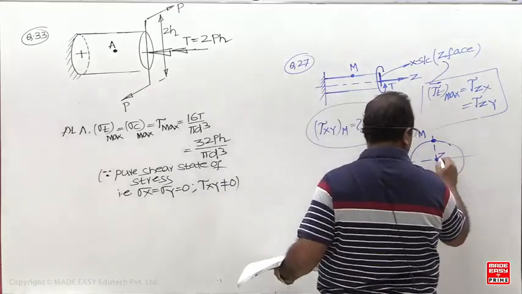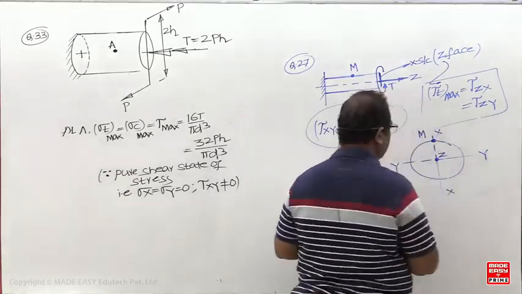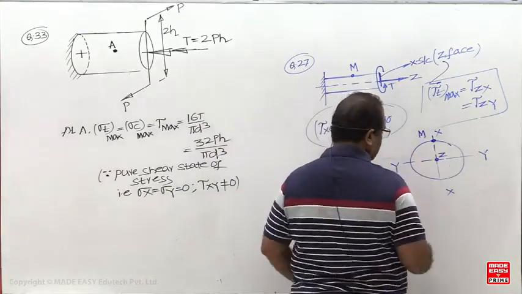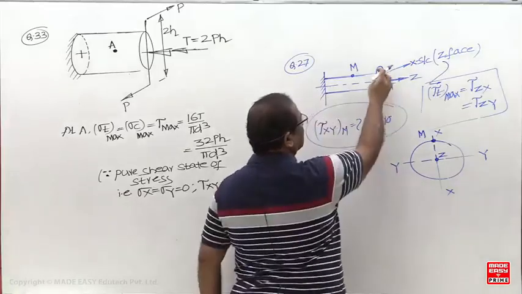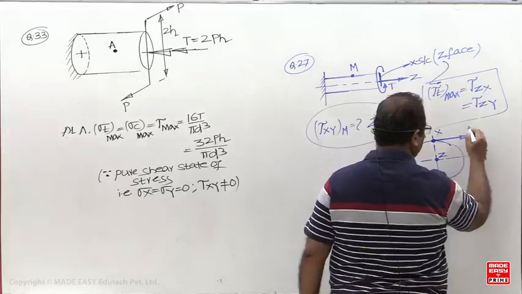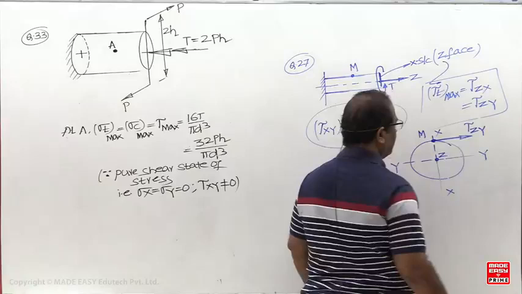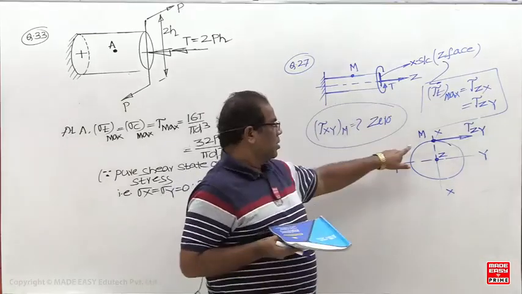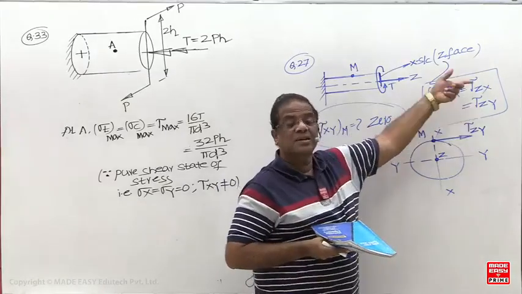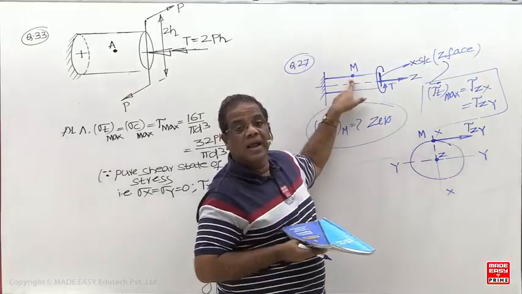This is the Z phase, this is given as y, and this is given as x. So what is the torsional shear stress here? Is it anti-clockwise or clockwise? Anti-clockwise, then it should be tau zy. So at this point M, what is the maximum torsional shear stress, tau zy or tau zx? Suppose we ask tau zx here, the answer is 0.